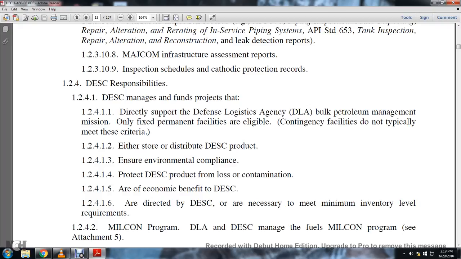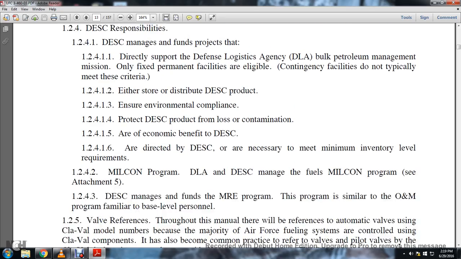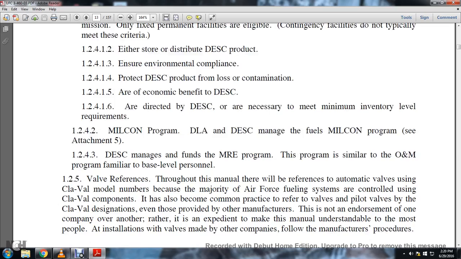MILCON program: the Defense Logistics Agency and DESC manage the military construction program. MILCON program, DLA, DESC fuels, the MILCON program. See attachment 5. The DESC management fund of the military and the MRE program. The program is similar to the operational maintenance program, familiar to the base level personnel.